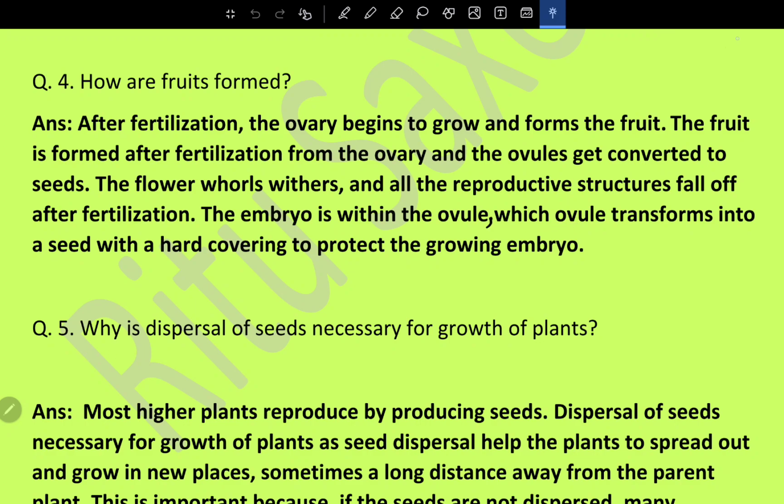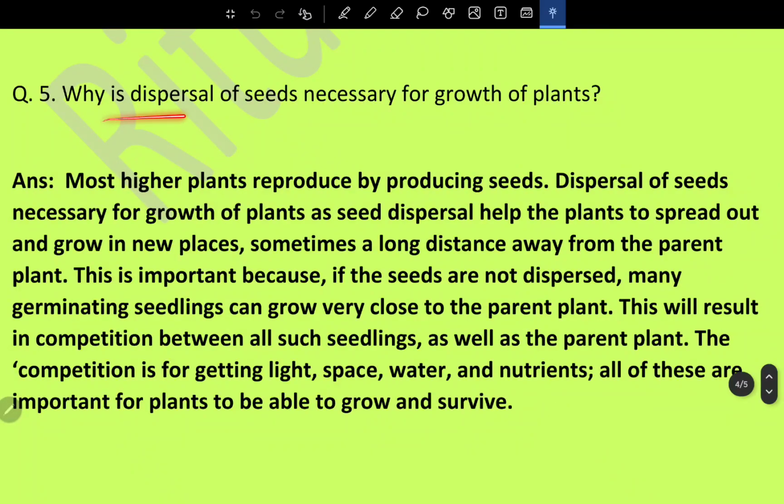Now, why is dispersal of seeds necessary for growth of plants? Most higher plants reproduce by producing seeds. Dispersal of seeds is necessary for growth of plants, as seed dispersal helps the plant to spread out and grow in new places, sometimes a long distance away from the parent plant.